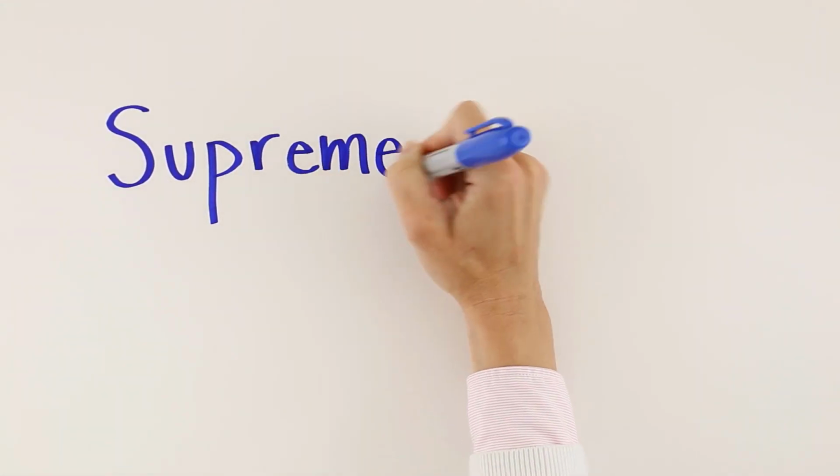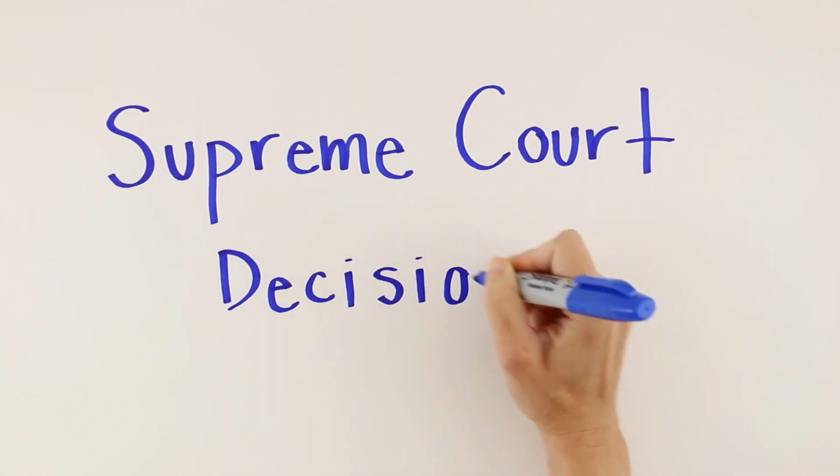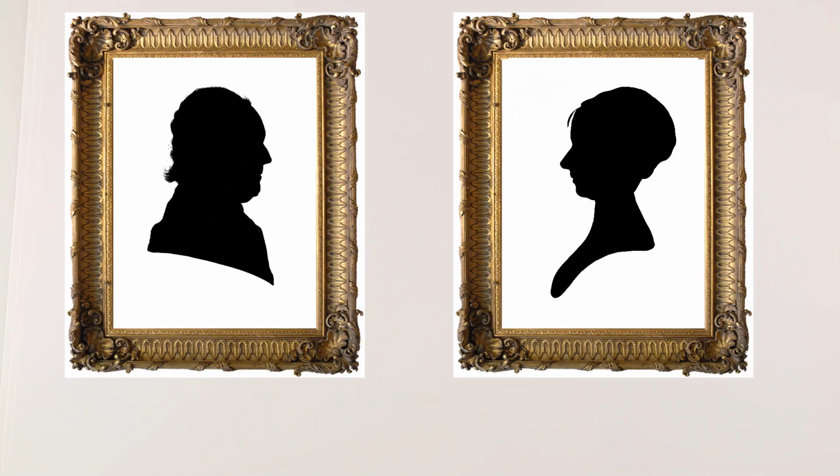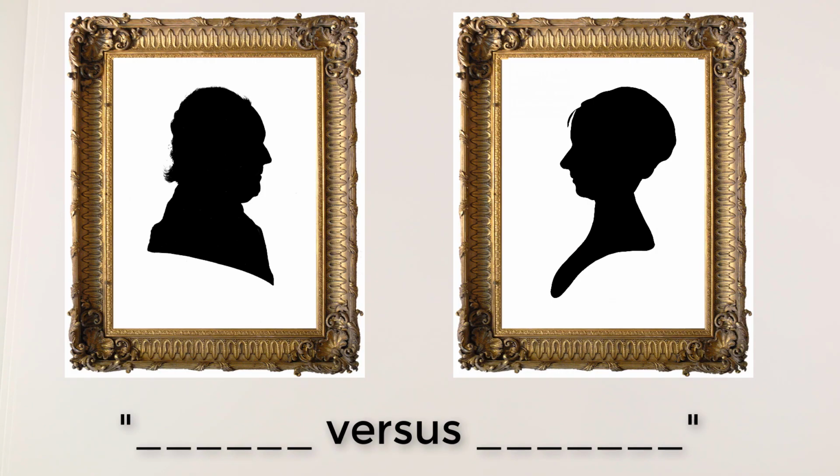Today we will learn about 3 different important Supreme Court case decisions. Supreme Court cases are named for the 2 main people involved in the case.